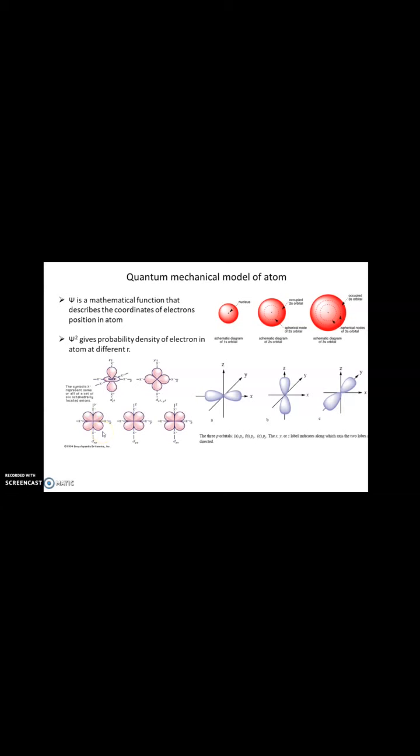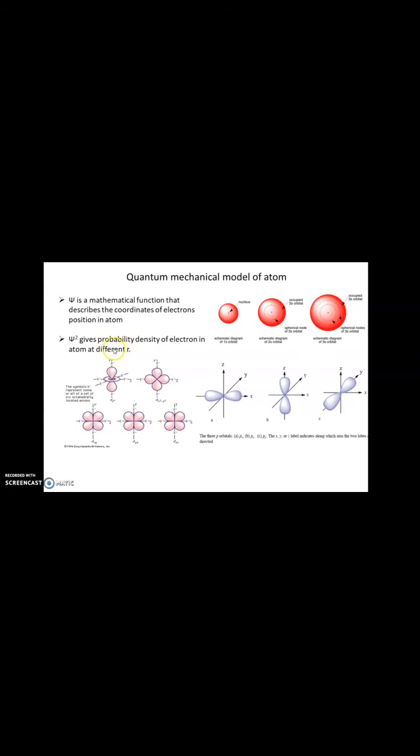So here we will discuss the shape of the orbitals. What are going to be the shapes of different orbitals, s, p, d and f, and what are their probable orientations in space? First of all, I told you that psi is a mathematical function that describes the coordinates of the electron's position in an atom, and psi square gives us the probability density of the electron in an atom at a different radius of the atom.